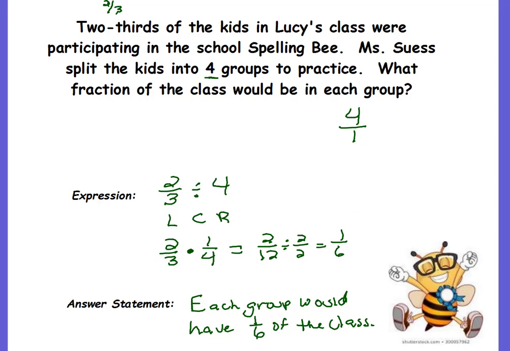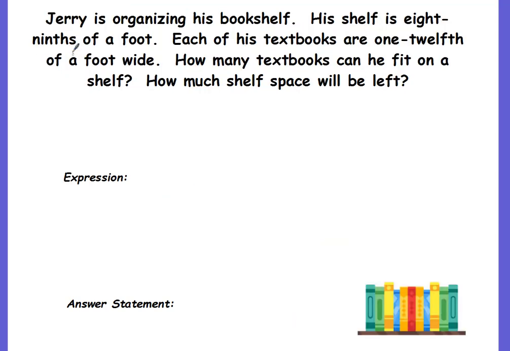Okay, one more example. Jerry is organizing his bookshelf. His shelf is 8/9 of a foot. So let me write my 8/9. Each of his textbooks are 1/12 of a foot wide. How many textbooks can he fit on a shelf? And how much shelf space will be left?